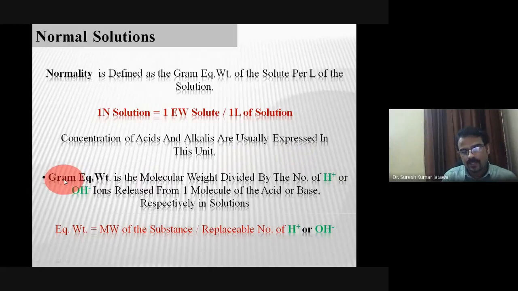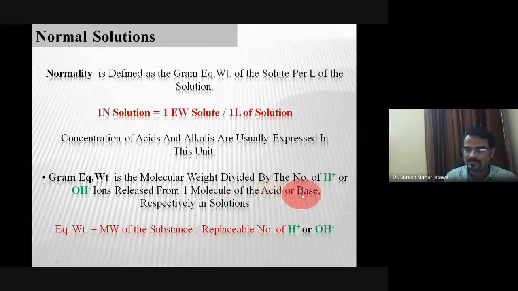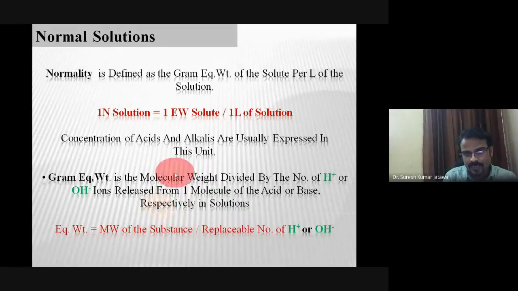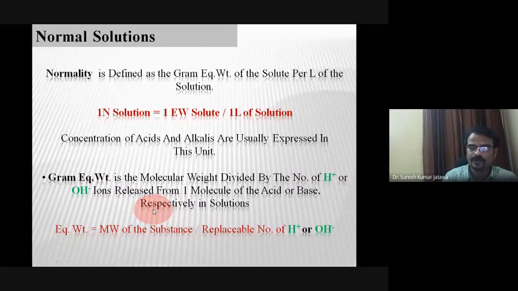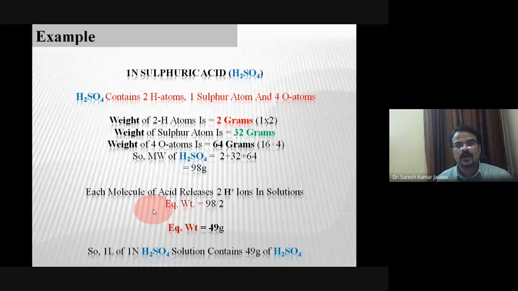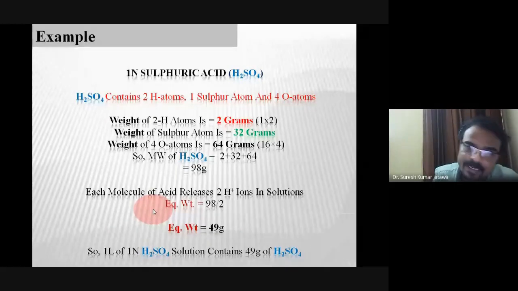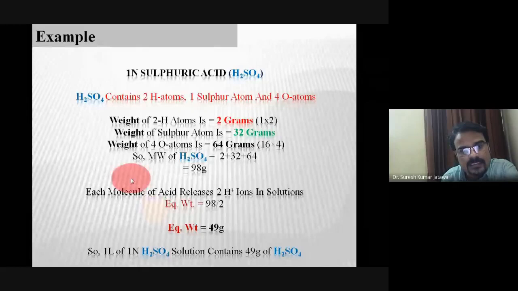So gram equivalent weight is molecular weight divided by the number of H plus or OH negative ions released from one molecule of acid or base respectively in the solution. So by this definition, we can say that the equivalent weight is equal to molecular weight divided by the replaceable H plus or OH negative ions, which is the gram equivalent weight of that particular solute. How will you calculate gram equivalent weight? Here we can understand with this example.